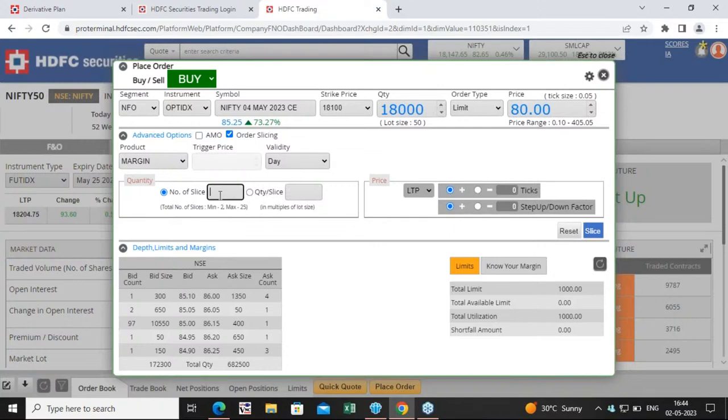Number of slice भी कर सकते हो आप, अगर आपको ज्यादा करना है, like आपको 25 slice करना है या फिर आपको 20 slice करना है, you can make it out. Okay, यहाँ से आप select कर सकते हो. तो minimum you can make two slice and maximum 25 slice, लेकिन उसमें भी threshold है कि 1800 quantity से ज्यादा नहीं होना चाहिए आपका slice, ठीक है? तो आप 20 slice भी कर सकते हो.